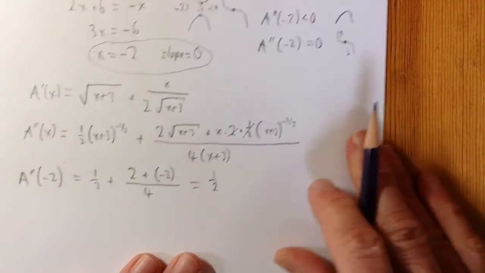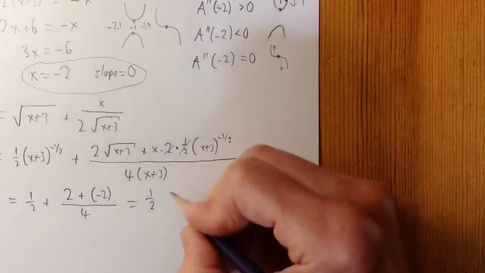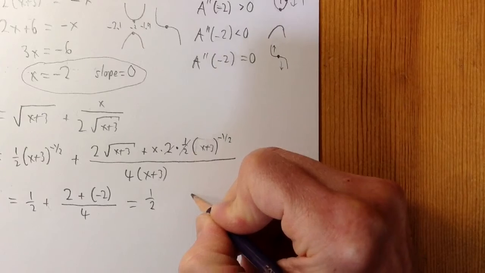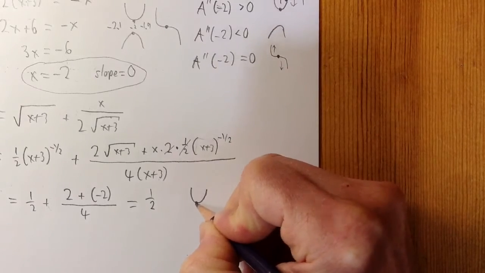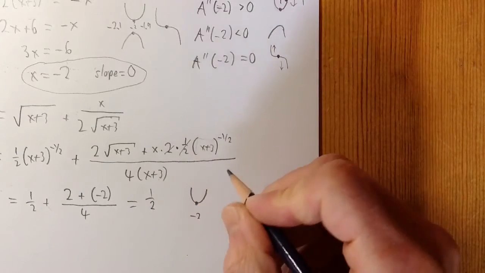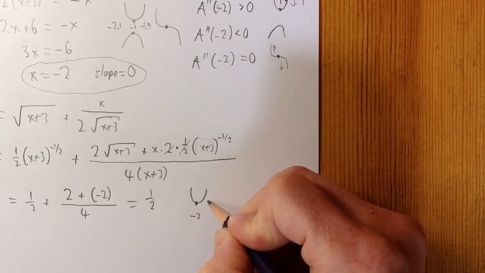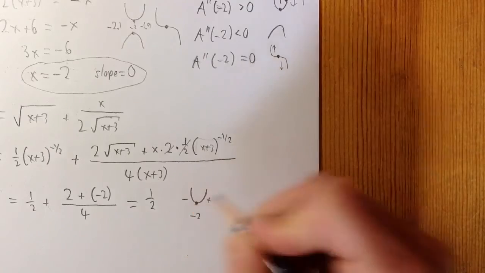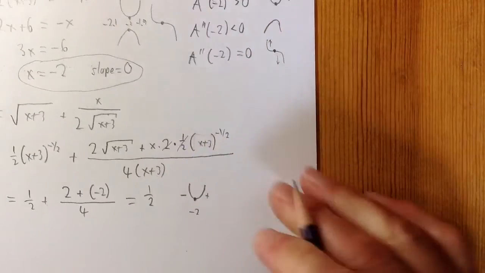So the second derivative at negative 2 is positive. That means, like we talked about up here, that it's got to be a minimum. If the second derivative is positive, it's a minimum at negative 2. Now if it's a minimum, we know the slope is positive on this side, which means it must be negative on that side, and it only goes to x equals negative 3.